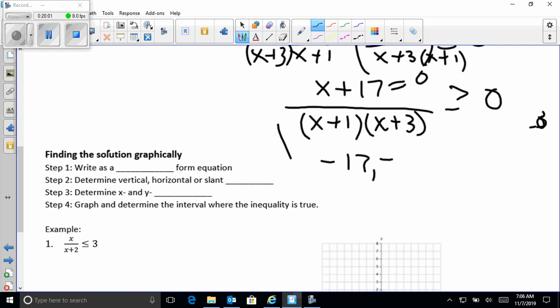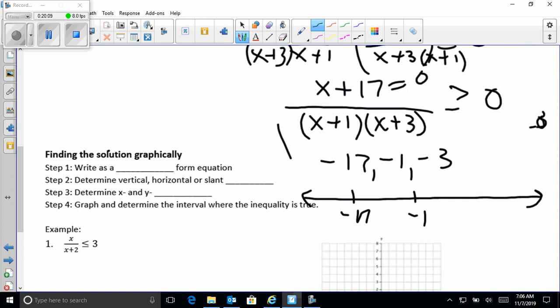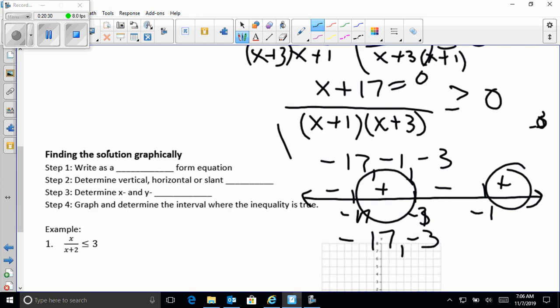-17. And then what makes that? -1 and -3. So negative 17, negative 1, or negative 3 to negative 1. When you test those regions, 4 regions to test, instead of being negative, positive, negative, positive. So we know that this one was a greater than, so we're looking for positive regions here and here. So from negative 17 to negative 3, and then from negative 1 to infinity, testing the values, the only one that ends up giving you 0 is 7.